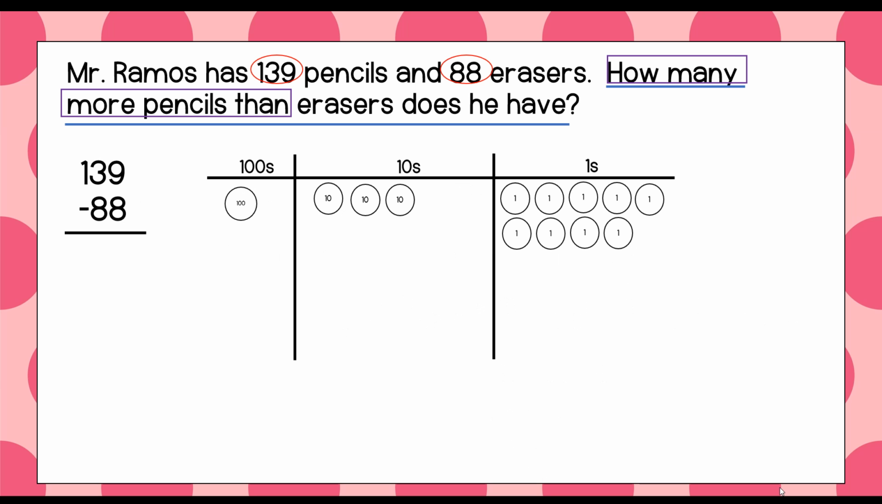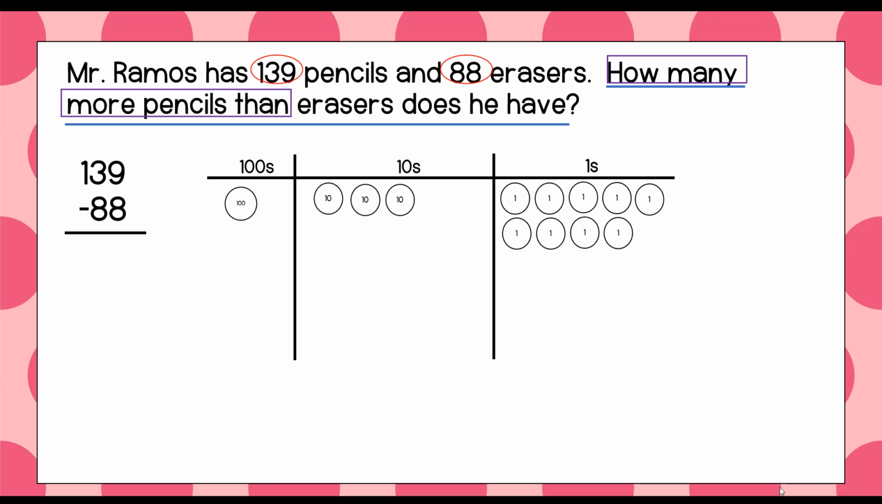Let's use our place value discs. 139 is how many pencils he has. That's my minuend, my top number. That's the only number I need to show with the place value discs. Remember, I don't show the bottom number unless I'm adding. So I need to take away 88.